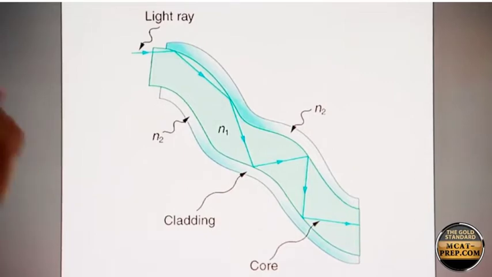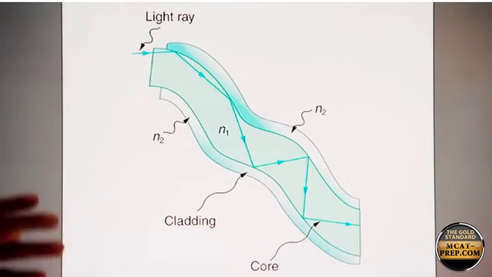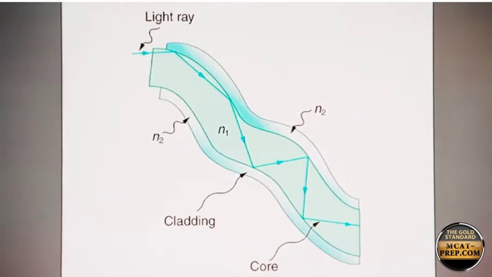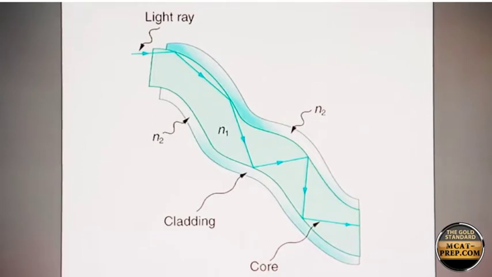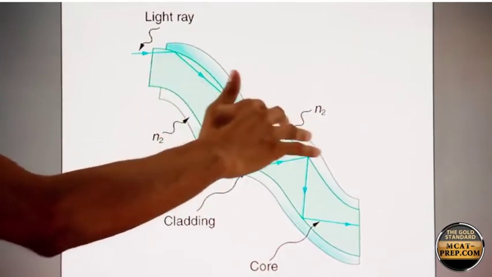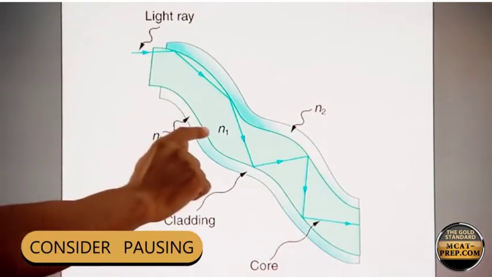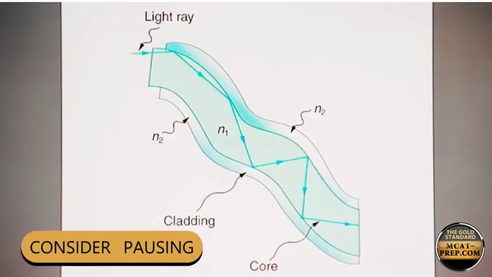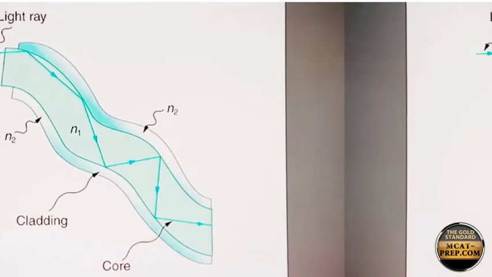So the key part in terms of the physics, and you may want to pause to just consider your answer, is the core has an index of refraction N1 and the cladding, the outside, N2. My question to you is, which of the two is the higher index of refraction, N1 or N2? So consider your answer and then come back.